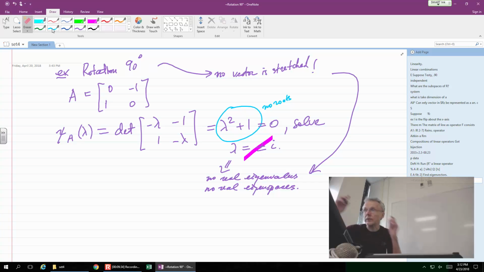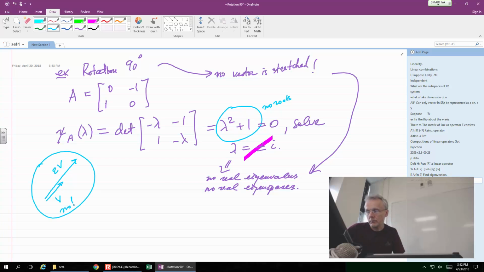So what is not happening is this. Say V and say 2V. This cannot happen. No vector is purely stretched. It could be stretched combined with something. And now we know what that something is. It's rotation.